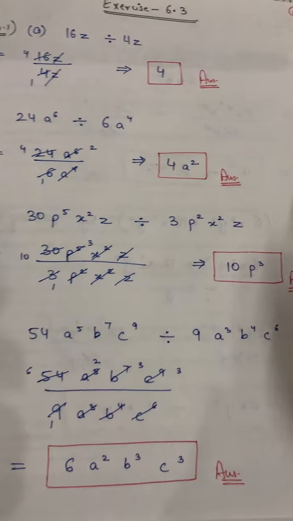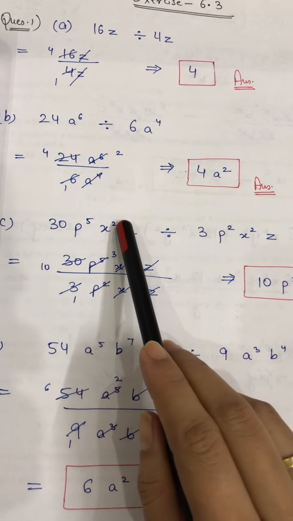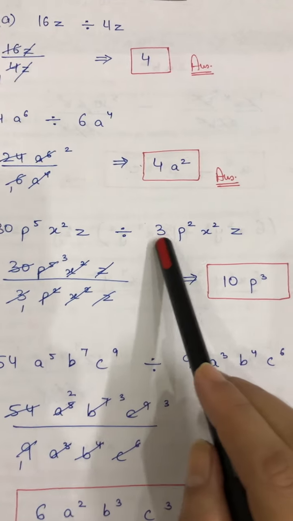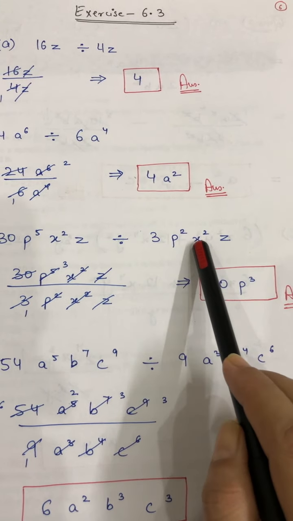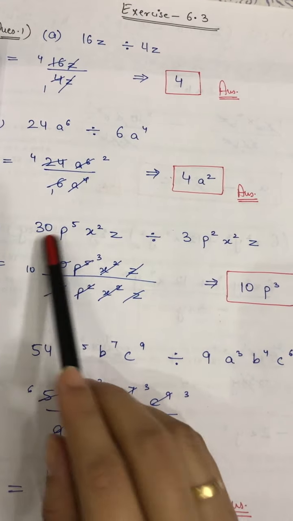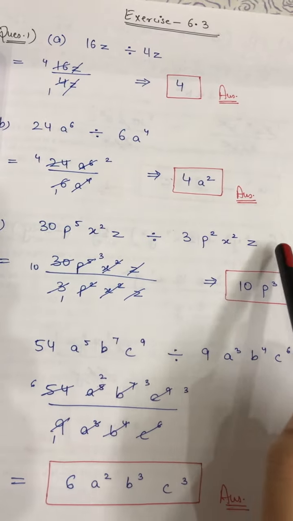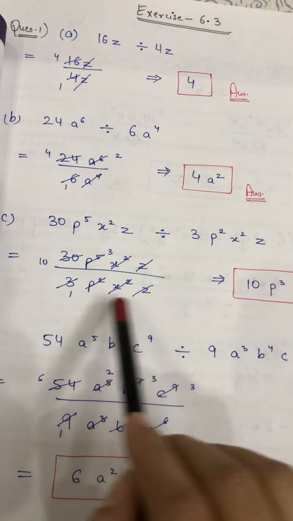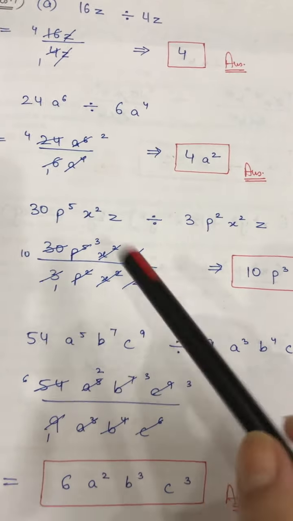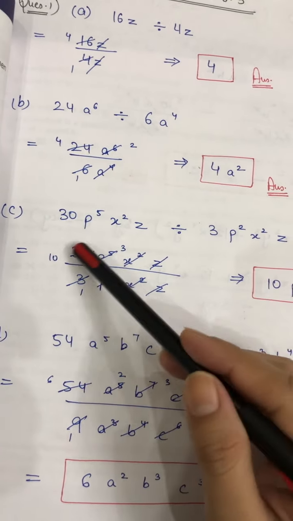Got it? Now C part is 30p raised to power 5 x raised to power 2 z divided by 3p raised to power 2 x raised to power 2 z. So you have to divide in this way: first expression here and second expression down in the denominator. So cancel constant with constant and variables with variables. 3 tens are 30.